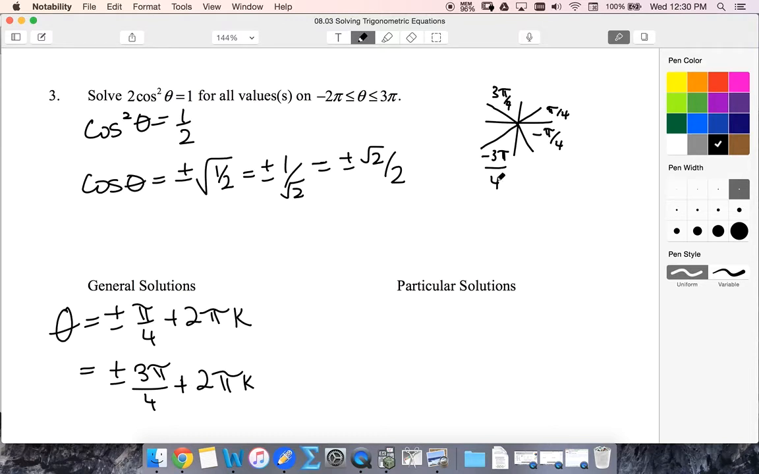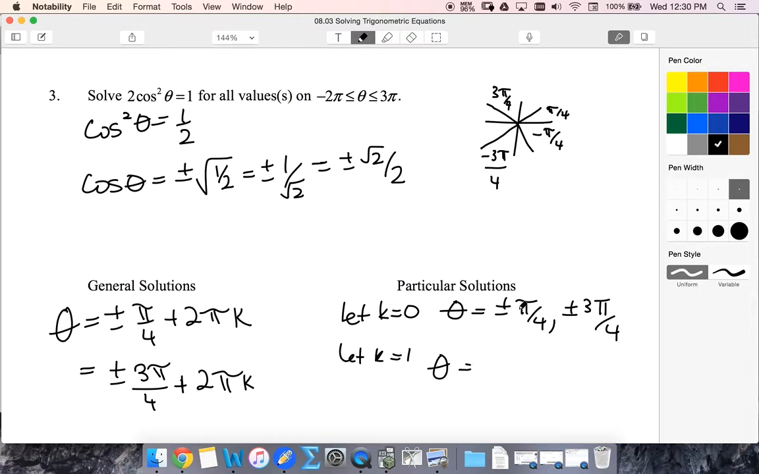Okay. In this case, my particular solutions, well, we start with k being 0, and we would get our plus or minus pi over 4, plus or minus 3 pi over 4. Okay, now let's let k be 1. So then theta is going to be pi over 4 plus 2 pi, so that's going to be 9 pi over 4. 9 pi over 4 is still smaller than 3 pi, so we're okay.